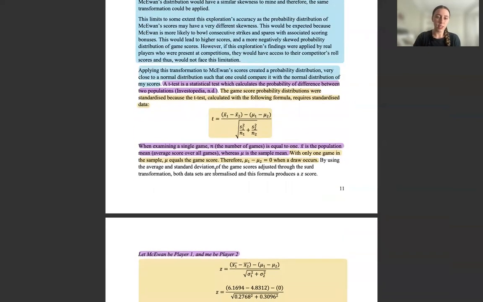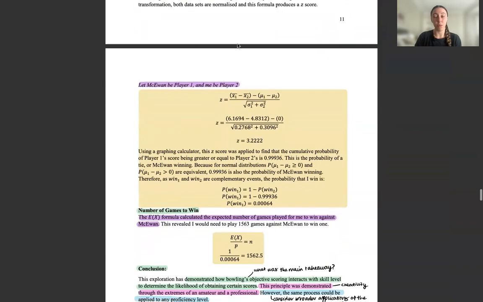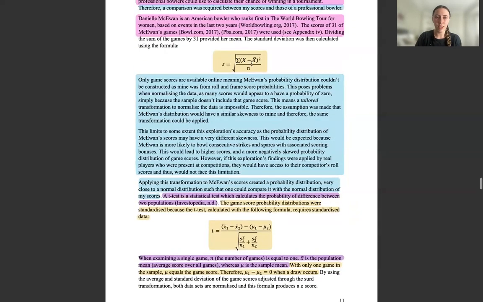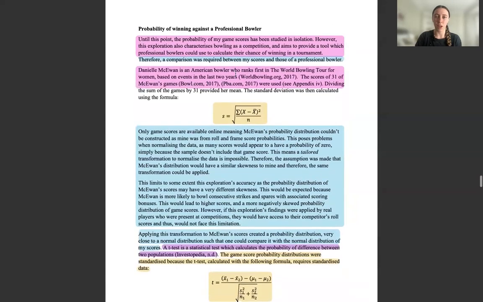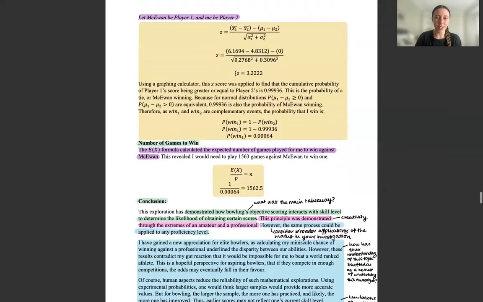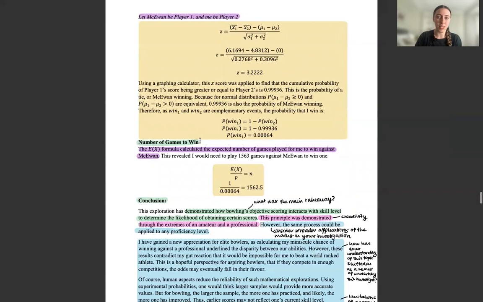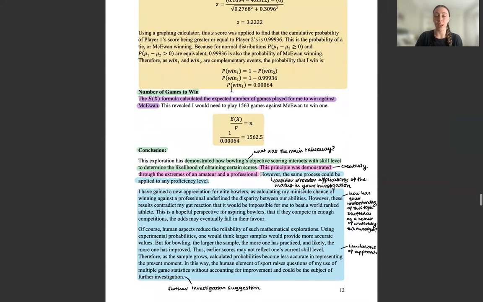And then I use the t-test to figure out the probabilities of me winning over this American player, I think, McEwen. Yes, an American bowler. So then I figure out this probability, and the probability of me winning is 0.00064. And then again, now that I have this probability, I can figure out the number of games it would take me to win, which was 1,562.5. So a lot.